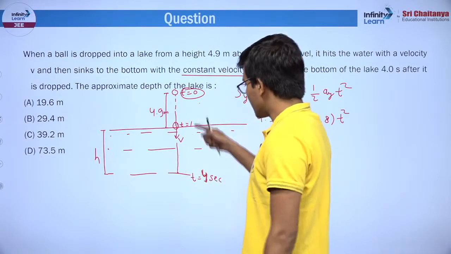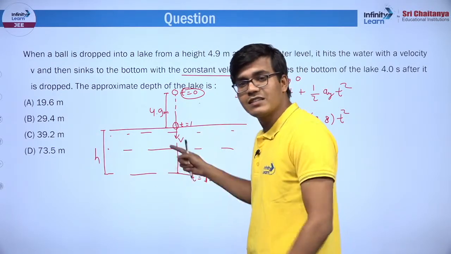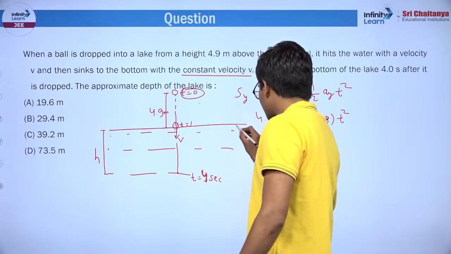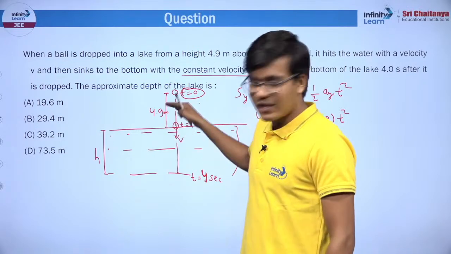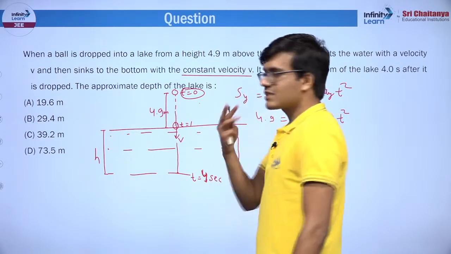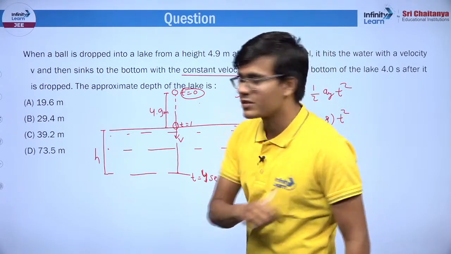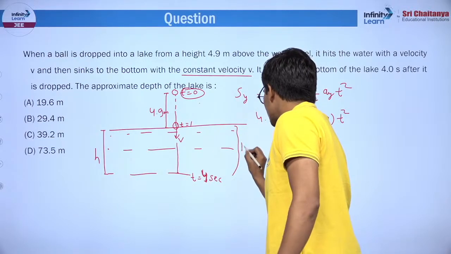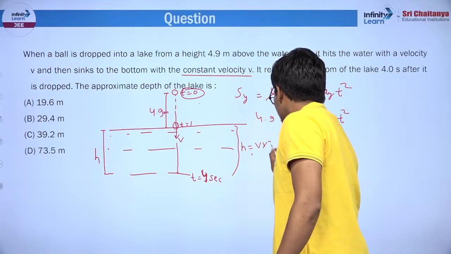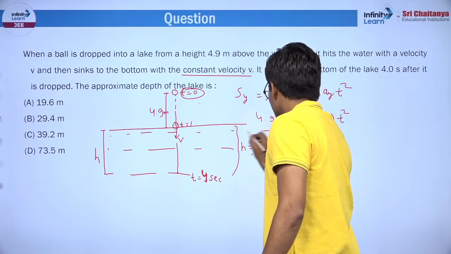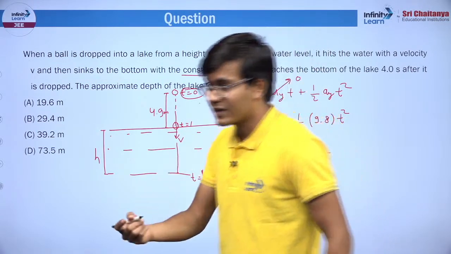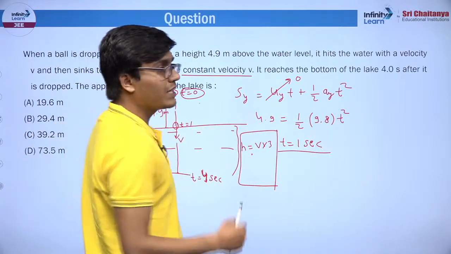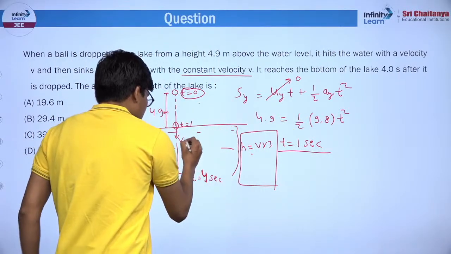So now you can tell what is the time inside the water. 1 to 4 means the time taken by this ball from the surface of the lake to the bottom of the lake is 3 seconds, and it is moving with constant velocity. So distance is equal to speed into time, right? This is how you have to find the depth of the lake. But to find the h, you need v, the speed of this ball.